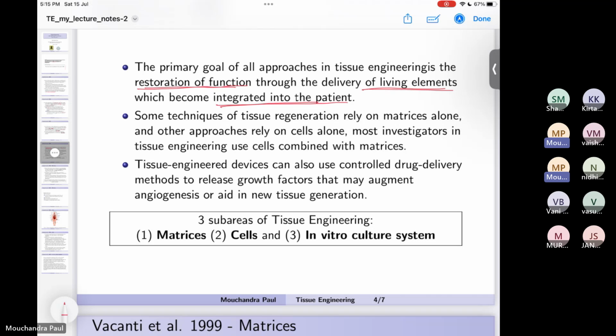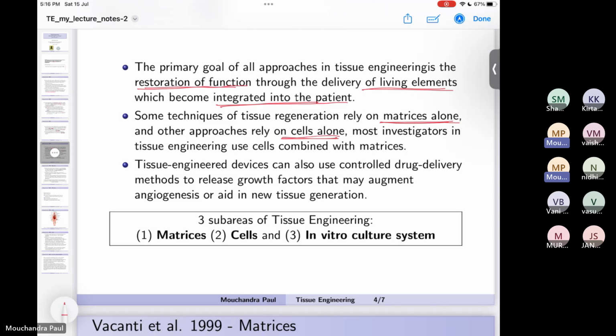Some techniques of tissue engineering rely on matrices alone. So here matrices, I mean scaffold, artificial scaffold, which can be made of a polymer or metal or ceramic. We will talk about that in more detail, but just to give you a brief idea, the matrices that I'm talking about is the scaffold, which can be made up of different non-living materials, or they can rely only on cells. As you have seen, while people are delivering encapsulated beta islet cells, here the cells are only doing the therapeutic effect.